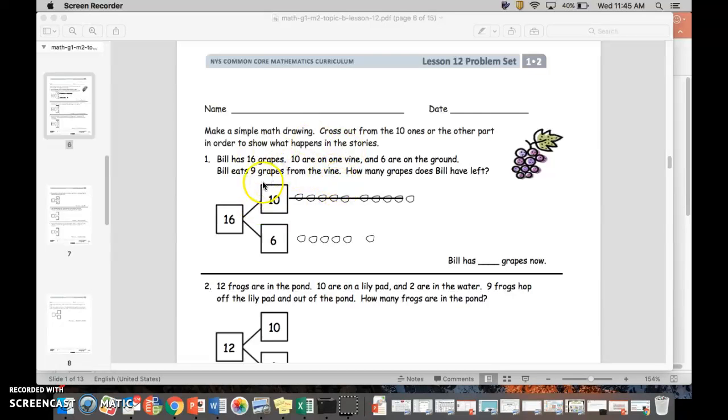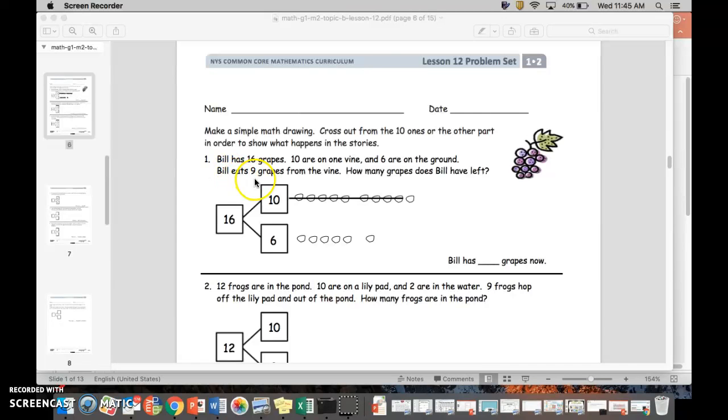So the first one they did for you, it says Bill has 16 grapes. So I know how many grapes does he have? He has 16, so that's my whole. 10 are on the vine. Here's the 10 of the 16 that are on the vine, and 6 are on the ground. So here's the 6 of the 16 that are on the ground.